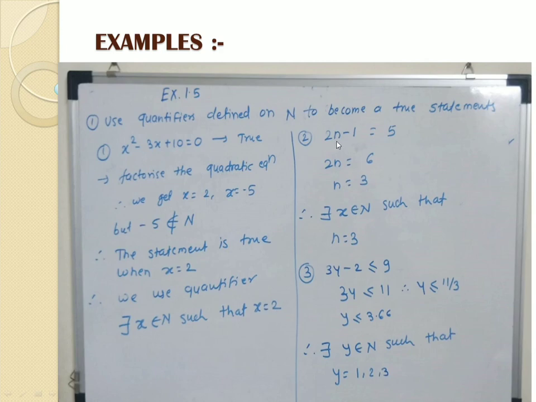Next example, 2n minus 1 is equal to 5. Again we solve this example: 2n is equal to 6, so n is equal to 3. Means this statement will become true when there exists n belongs to N such that n is equal to 3. In the next example, 3y minus 2 is less than or equal to 9, so 3y is less than or equal to 11, so y is less than or equal to 3.666. Means this statement becomes true when there exists y belongs to N such that y is equal to 1, 2 and 3.